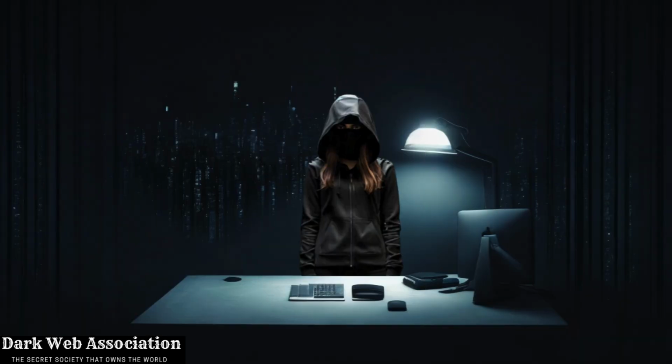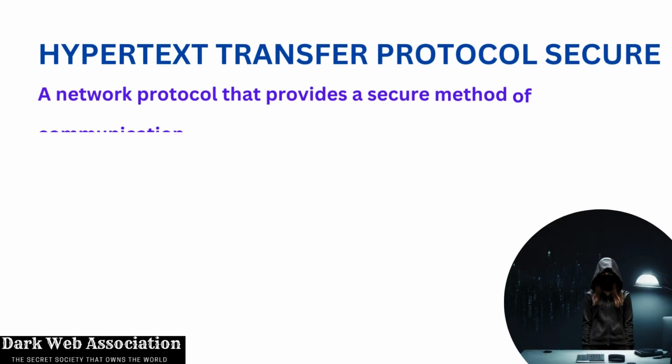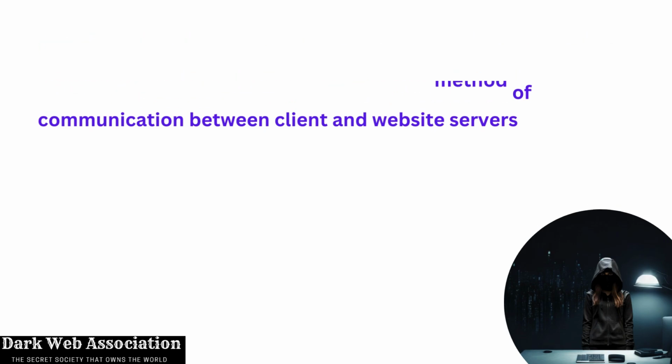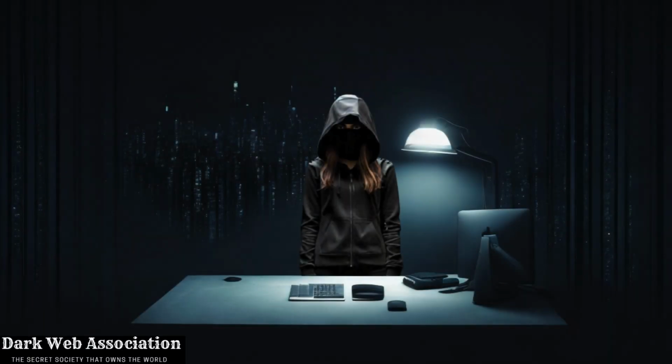Now the communication has been established and the destination device is known, it's time to access the Yummy Recipes for Me website. The Hypertext Transfer Protocol Secure, or HTTPS, is a network protocol that provides a secure method of communication between client and website servers. It allows your web browser to securely send a request for a web page to the Yummy Recipes for Me server and receive a web page as a response.